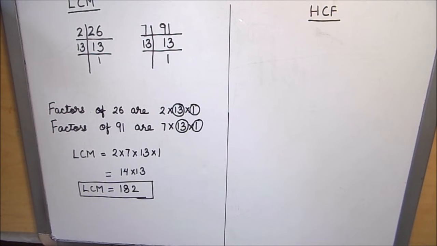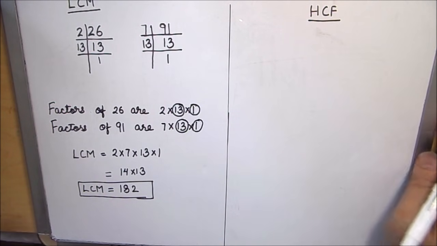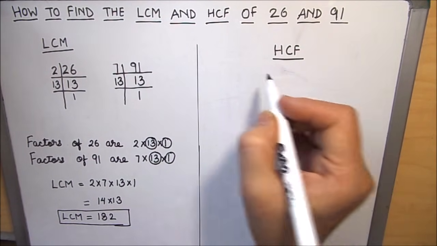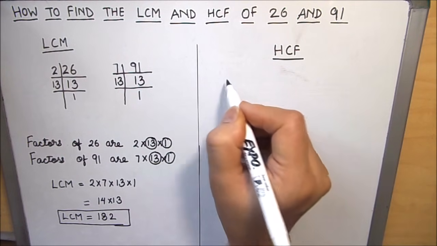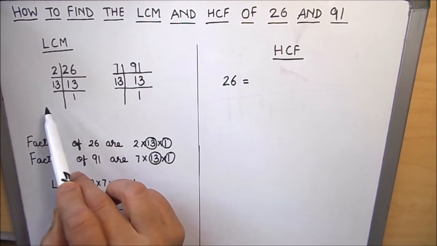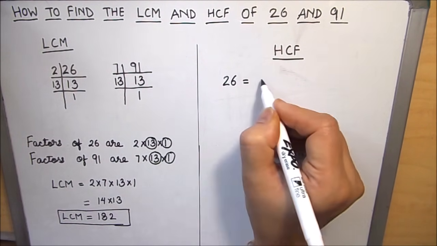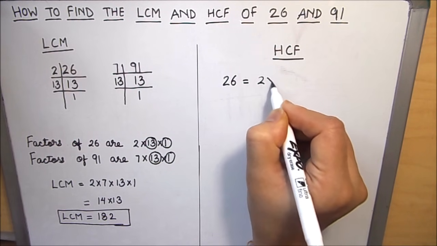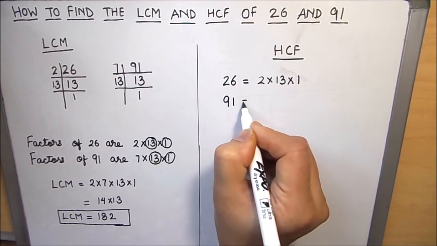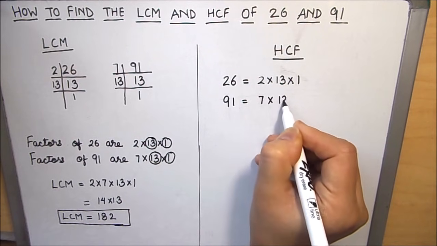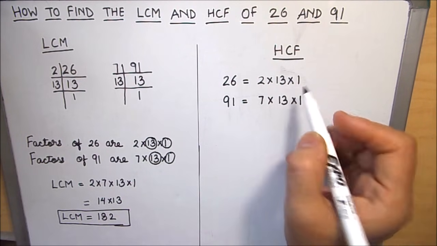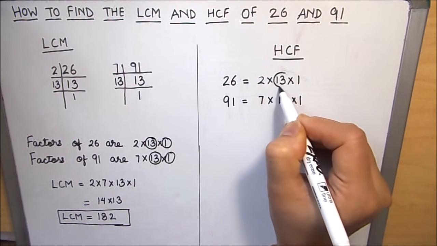182. Now let's move on to the HCF or the highest common factor. So to find the HCF, we are going to write the factors of 26 first. So we have already done the factorization here using the division method. So here factors of 26 are 2 times 13 times 1 and factors of 91 are 7 times 13 times 1.